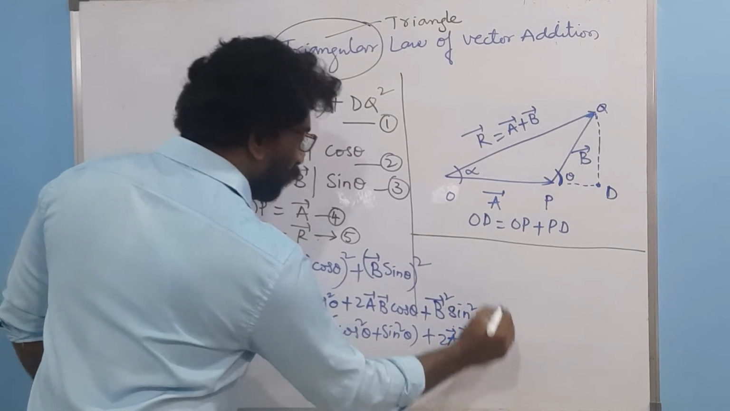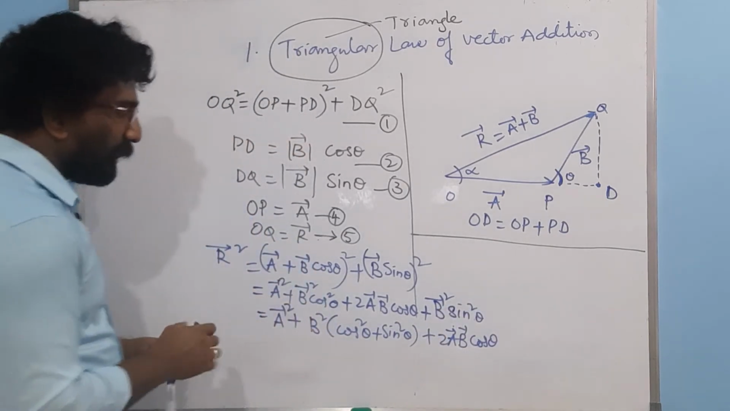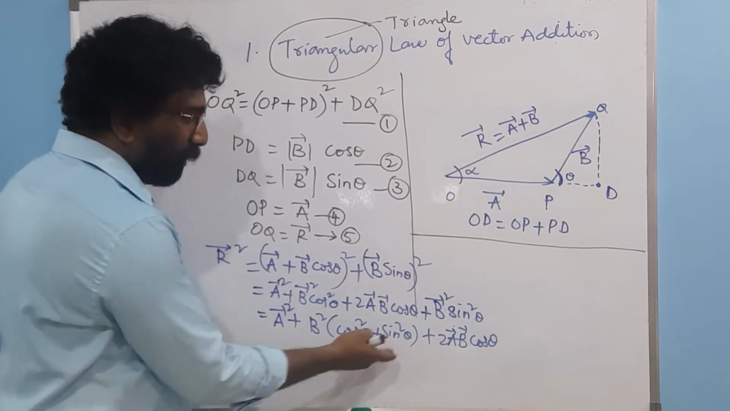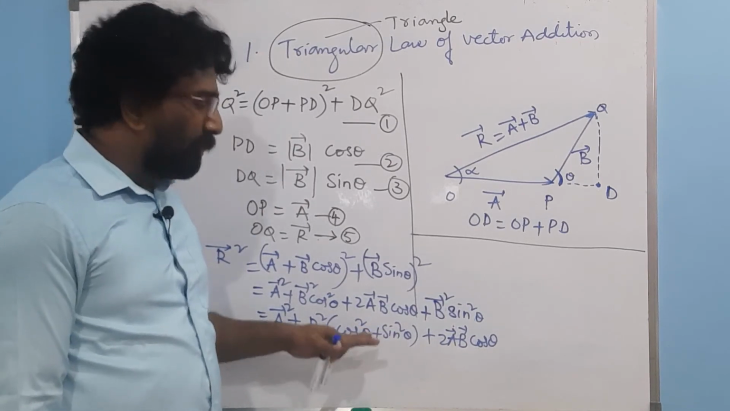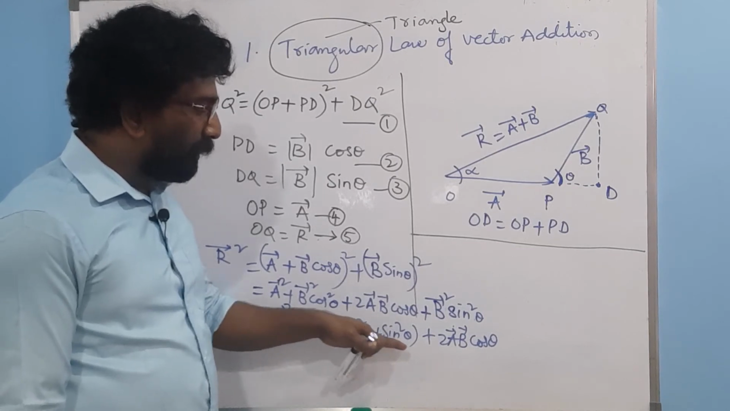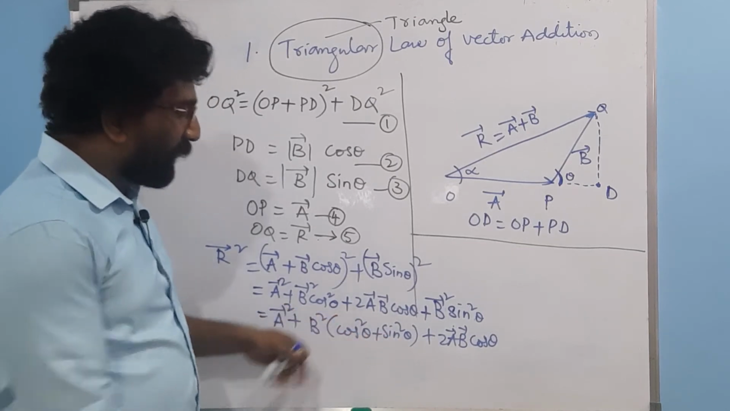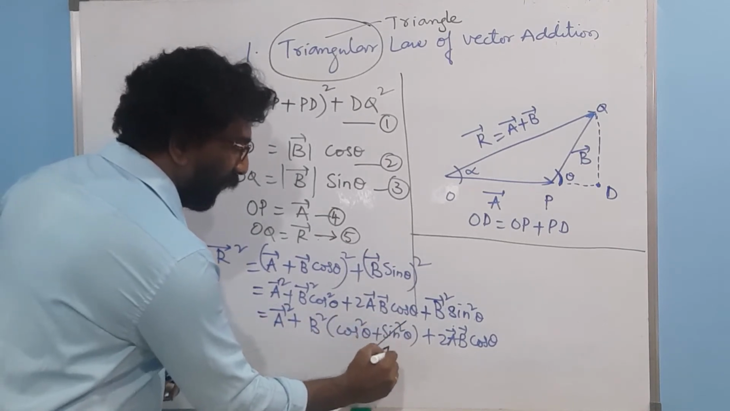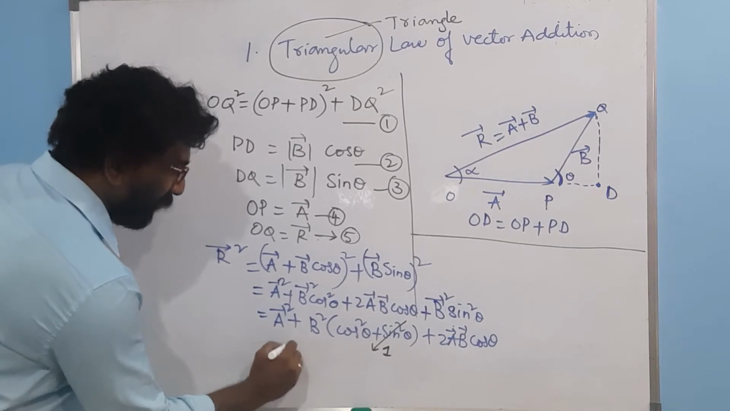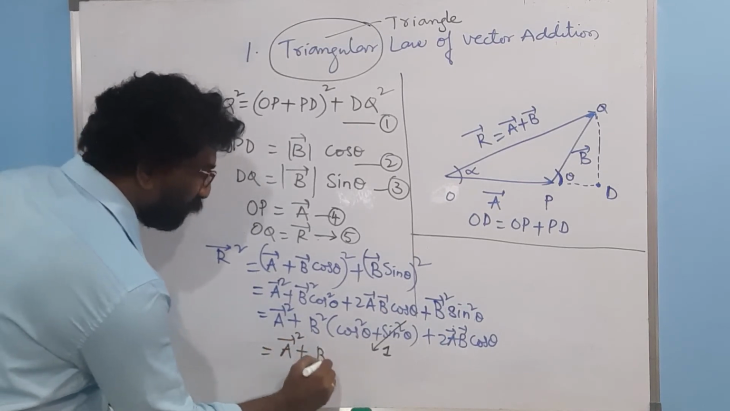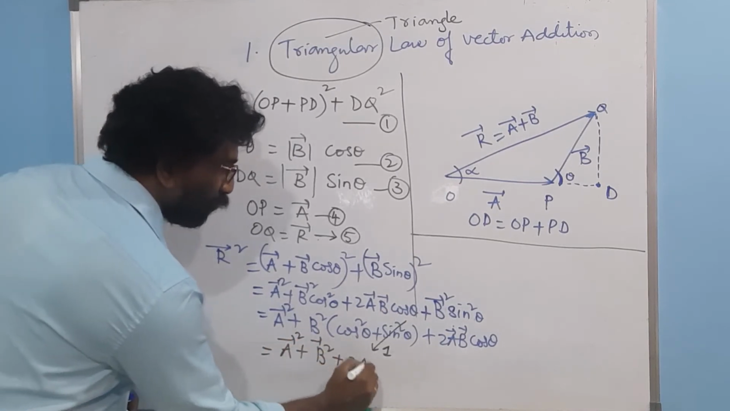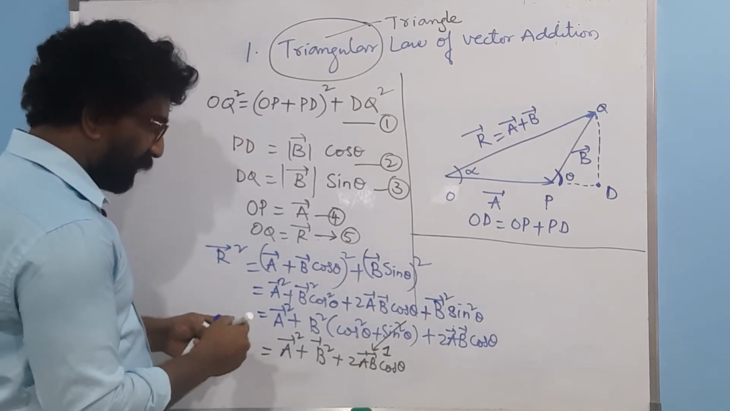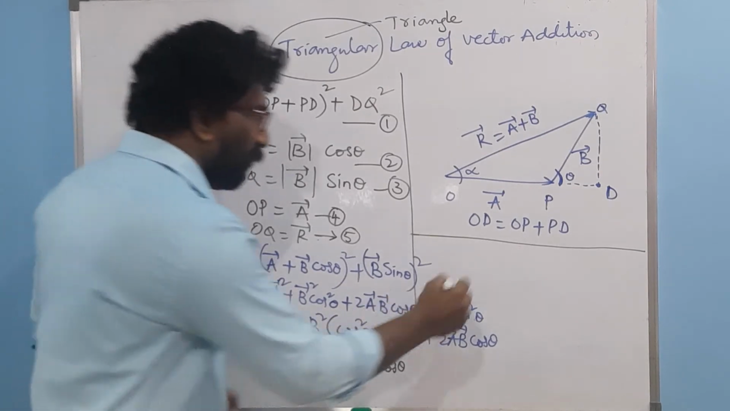We have studied in trigonometry that this is one of the trigonometric identities, called the Pythagoras identity of trigonometry, where sin square theta plus cos square theta is equal to 1. So now it becomes A square plus B square plus 2AB cos theta. So now I can write it as your resultant vector.